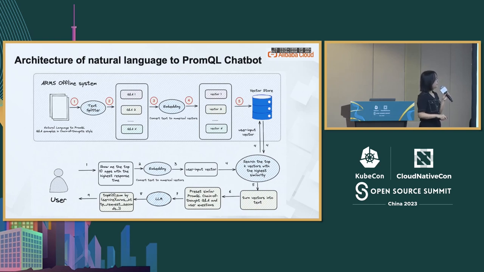And now we have K plus one vectors, and all of these vectors will be converted into text. Then we use the question raised by our user and the Q&As that are similar to the scenario, and all of this information will be put into the LLM. Then we can get the final PromQL we want.